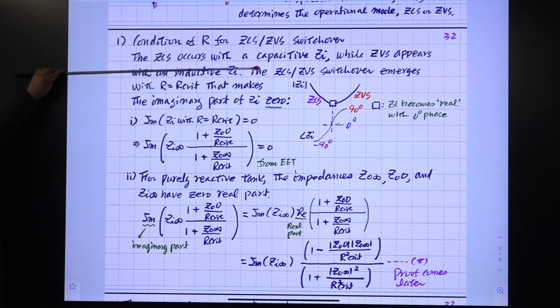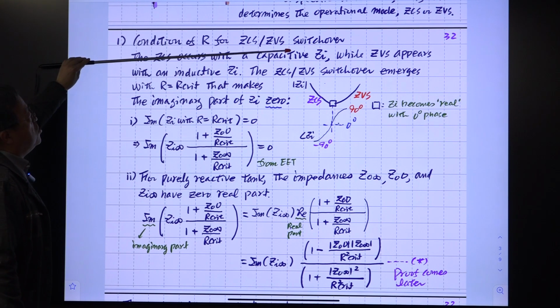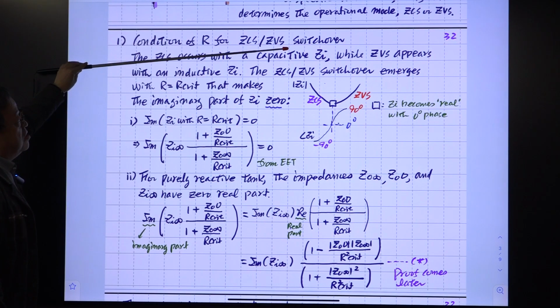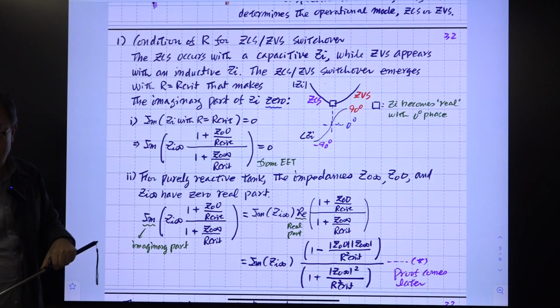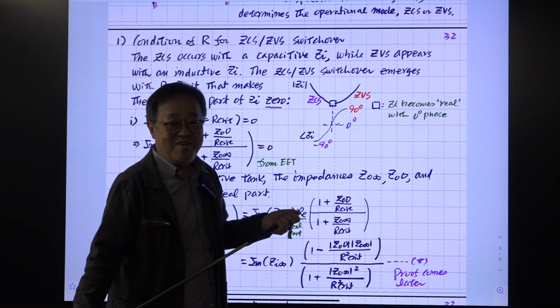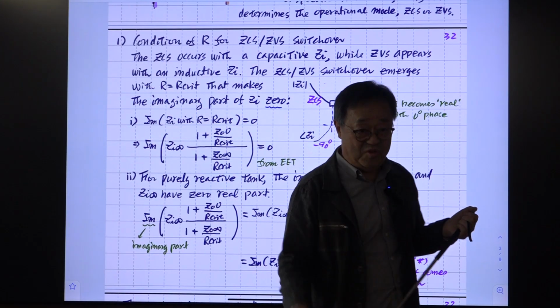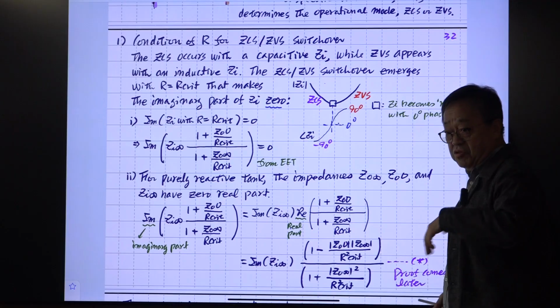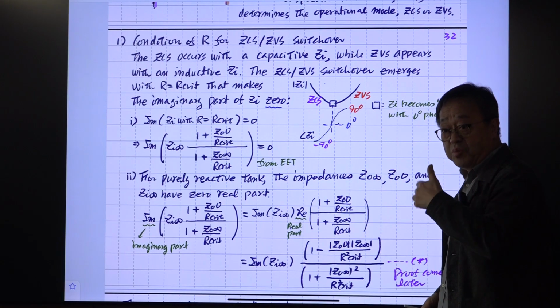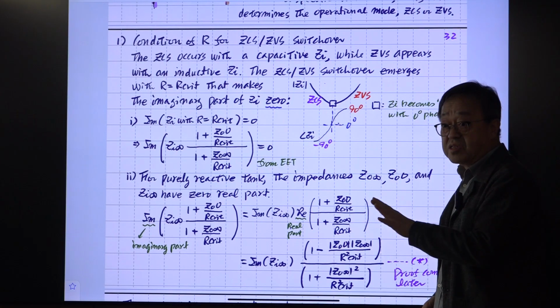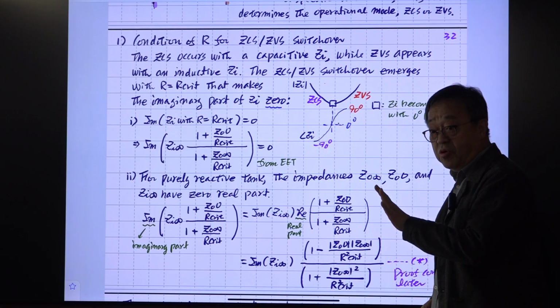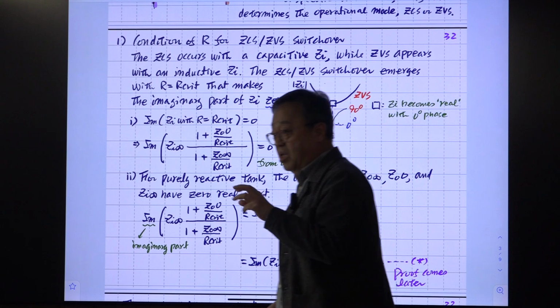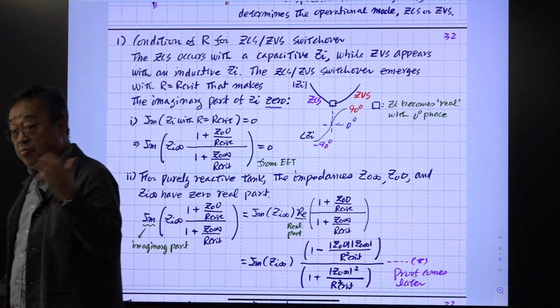Condition of R for GCS, GBS switchover. You know the meaning of the switchover? This is the word I invented. If you go to the dictionary, there is no word like this. This means switching over the boundary between GCS and the GBS. Let's call it switchover. Very easy, and it has some meaning.